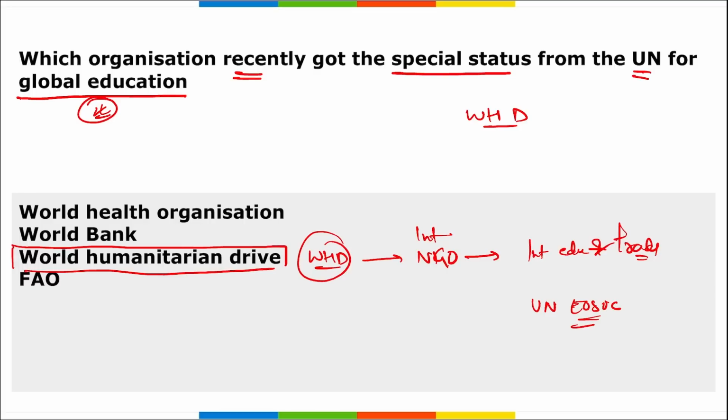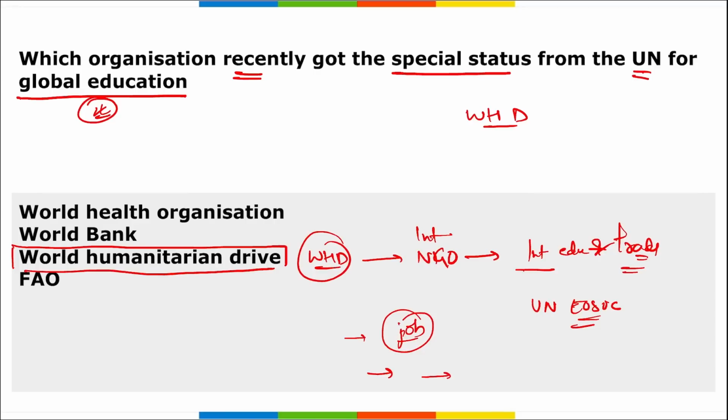Various skill sets will be provided to individuals, right? They will be trained with upcoming technologies, and they want that people should be educated. If the people are educated, they will be getting their job, right? They won't be unemployed. They will be getting employment and they will be contributing towards the society, right? So it is World Humanitarian Drive that got the recognition from the United Nations for promoting global education, for promoting international education and trade.